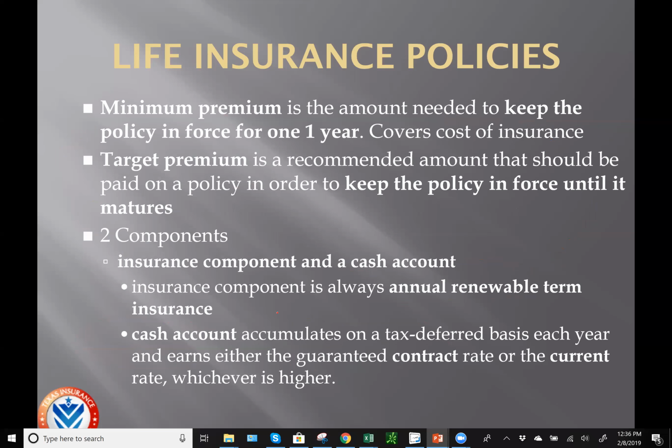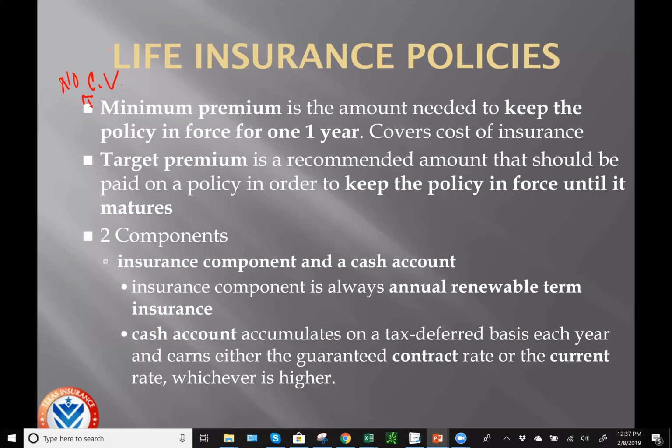Now, with universal life, since it does have a flexible premium, there's a minimum premium that could get paid on it. If you just pay the minimum premium, that's the amount needed to keep the policy in force for 1 year. It will only cover the cost of insurance, the life insurance piece, which means if you're just putting in the minimum premium, there is no cash value that would get built up during that time.